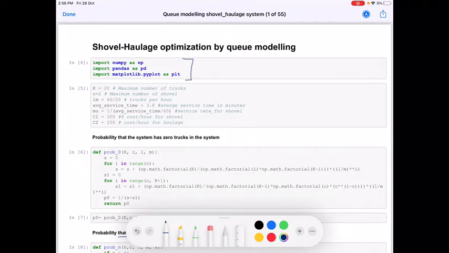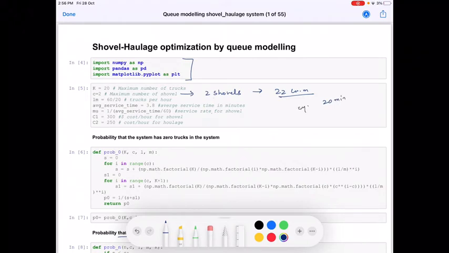So Matplotlib is for plotting purposes and Pandas provides a data frame, so your calculation becomes much easier, and you can also use NumPy. So here I have taken two shovels with 22 cubic meter bucket capacity. And then I have taken the cycle time calculated. I have calculated it as 20 minutes.